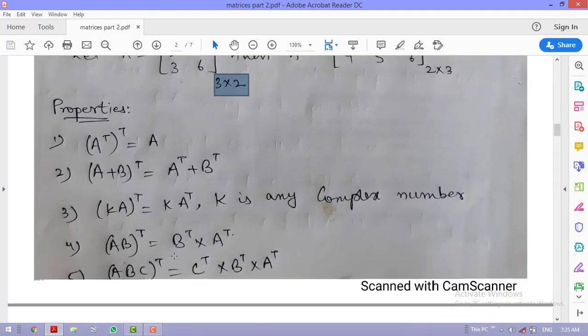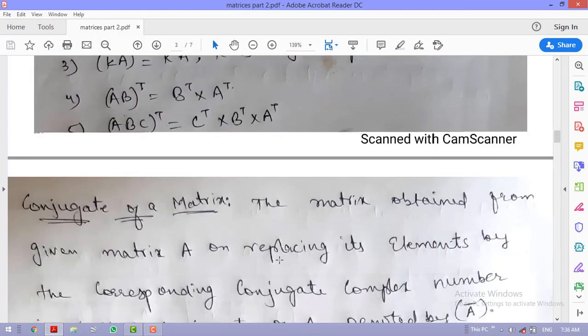Okay, so now let us see the fourth property, which is (A into B) transpose is equal to B transpose into A transpose. Whenever you are doing a multiplication operation and the resultant matrix has a transpose, then that will be equal to B transpose into A transpose. Similarly, if you are multiplying three matrices, then the transpose will be equal to C transpose, B transpose and A transpose. Okay, hope you got that.